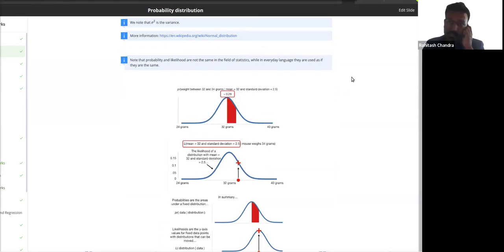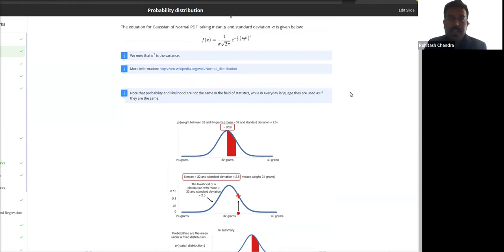So what is probability and likelihood from a statistics perspective? Probability and likelihood are used interchangeably in everyday language, but in the statistics and machine learning domain, they are well defined and they are not the same thing. Probability is the area under the distribution, within specific values. For example, here you can see a case of lab rats, the weight of lab rats, so that's the data. The mean is 32 and the standard deviation is 2.5.